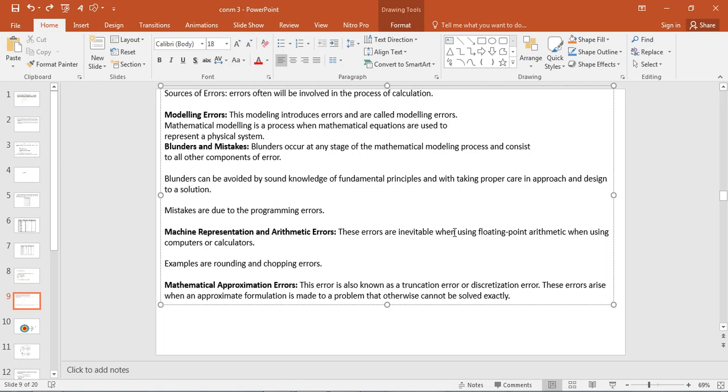This is also present. Why? Because we are going to use floating point representations. My system is going to do some kind of truncation or rounding off, so those are going to introduce errors. Then we have mathematical approximation error also. As I have told you, these truncation errors and those things are going to introduce errors.